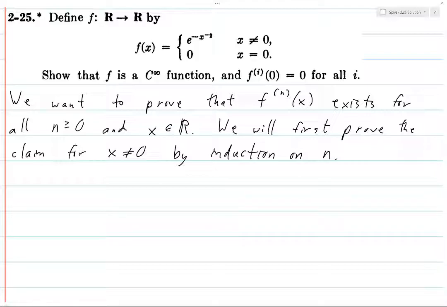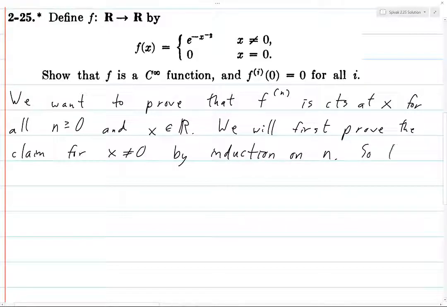Oh wait, no, it's not enough to prove that the nth derivative of f at x exists. It's that the nth derivative of f is continuous at the point x, for all n greater than or equal to 0 and x in R. That's a really large, really important distinction to make. So we want to prove that the nth derivative of f is continuous at the point x, and it doesn't matter what x or n you use. Okay.